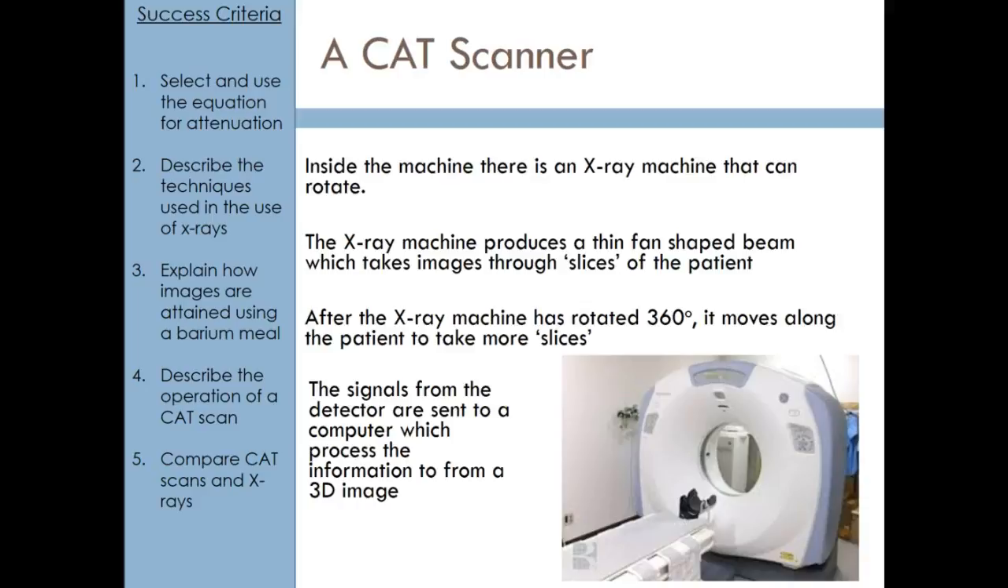Describing how this works could be a 6-mark question. Things they would be looking for is the thin fan-shaped beam, slices of the patient, that the X-ray machine is rotating around the patient, that it spirals along or moves along the patient's body. The signals are sent to a computer, and the computer forms a 3D image. Those are where the marks are going to be for this.